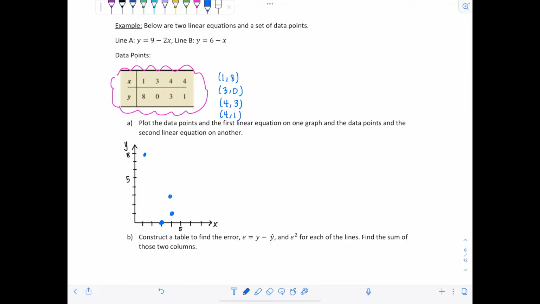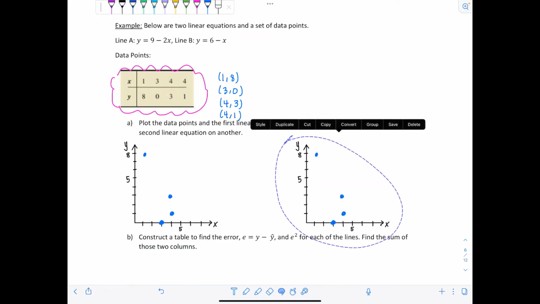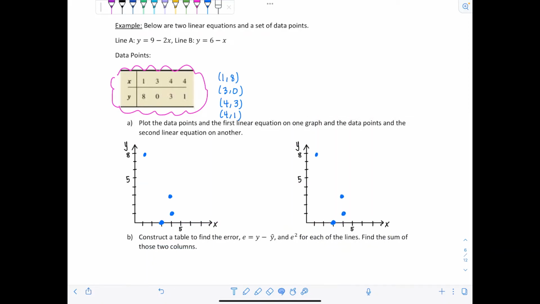And then now they want me to graph it on the same axes in the same first quadrant with line A and then separately with line B. So what I'm going to do, I'm going to copy this over here. Okay, and then we'll graph line A on this one and line B over here.